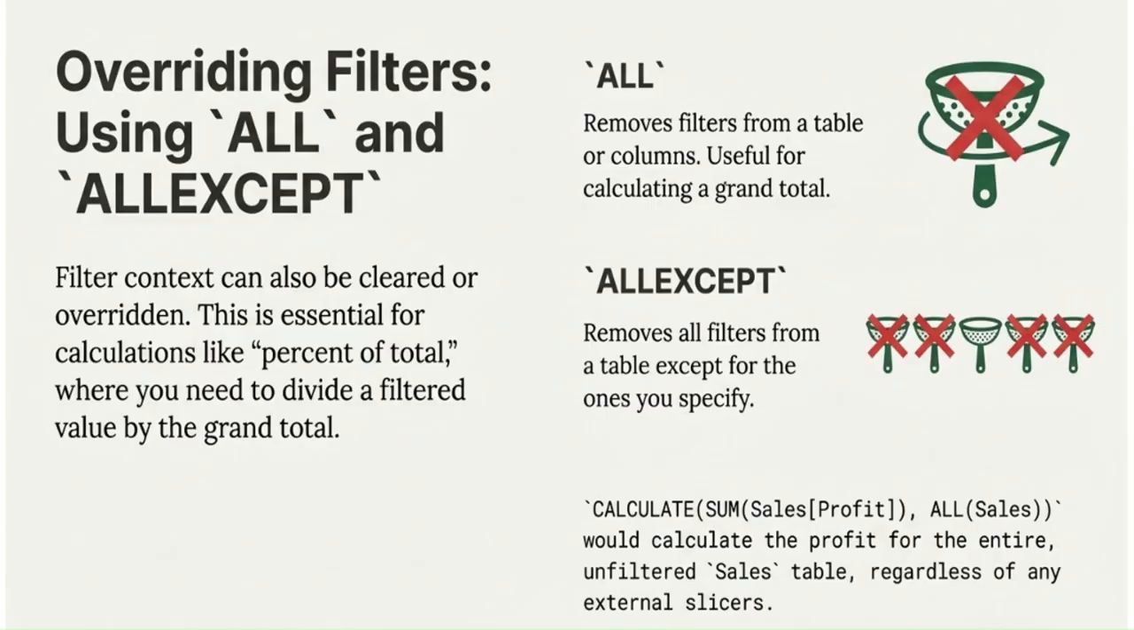Sometimes you need to ignore filters to calculate grand totals, percentages, or comparisons. The ALL function removes filters from a table or column. ALLEXCEPT removes all filters except the ones you specify. These functions are commonly used in percent of total calculations, contribution analysis, and KPI comparisons.